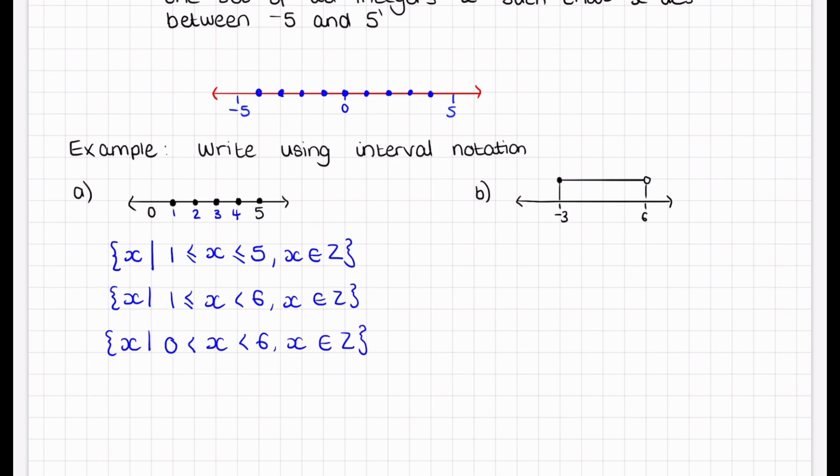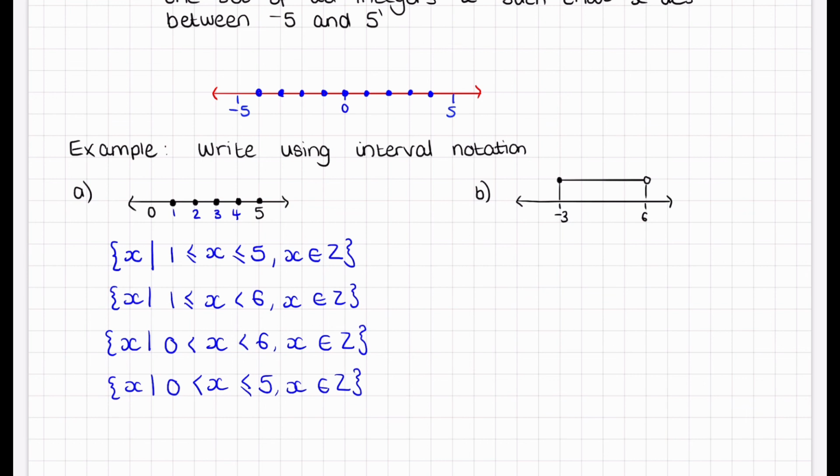And then our final option would be that x is such that x is greater than 0, but less than or equal to 5. So 4 different options, they're all correct. You just do which one feels most natural to you.